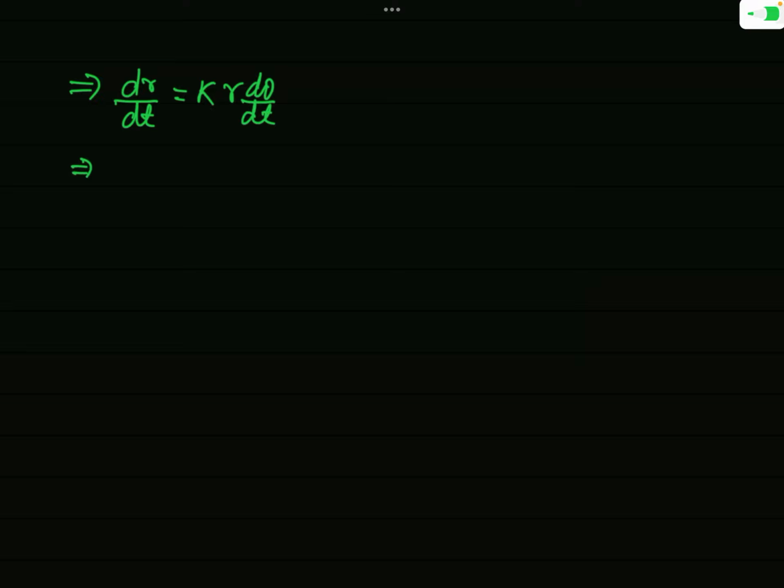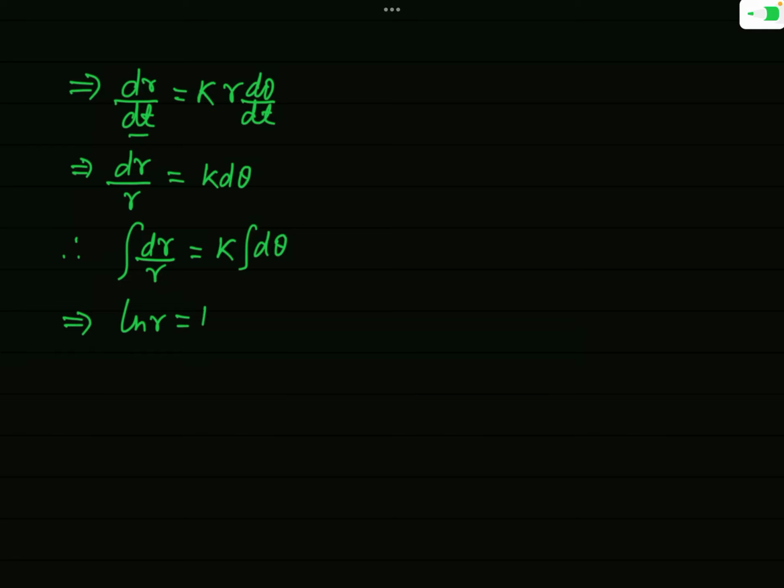Now let us simplify this result. You can see this result can be written as dr by r is equal to k times d theta, because dt is present on both sides, so that will cancel out. Now let us integrate this to get the equation of the path. So the integral of dr by r equals k times the integral of d theta. The integral of dr by r is simply ln r, and this is k, and the integral of d theta will be theta, plus some integration constant.